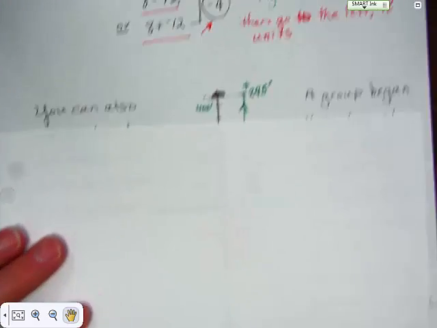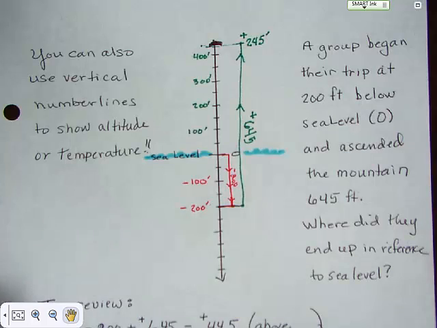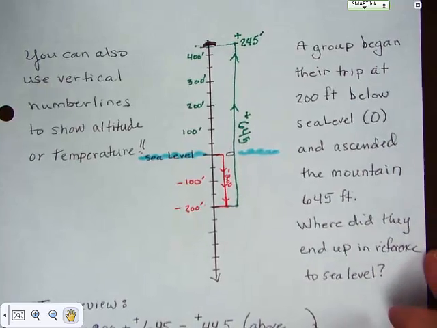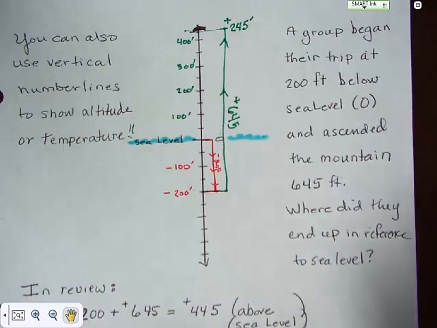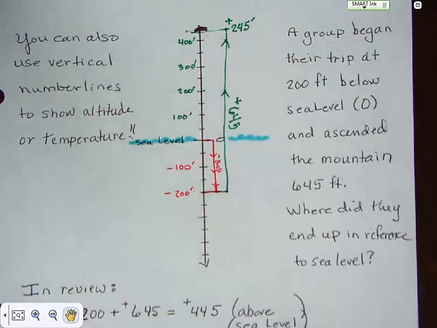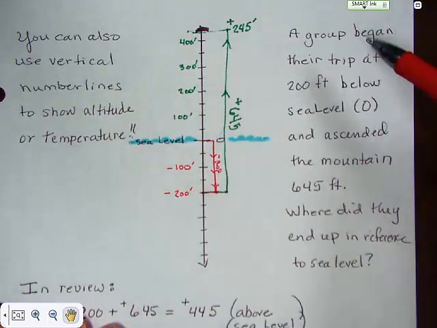Okay, now, this is the last example I'm going to use, and this uses a vertical number line. And folks, sometimes for these kind of problems, this is the best thing you can do, is to draw yourself a picture. Okay? This is used well with altitudes, like above sea level, below sea level. It's also used well with temperature gauges, above 0, below 0, which we're familiar with at this time of year. Okay, so here is the problem.